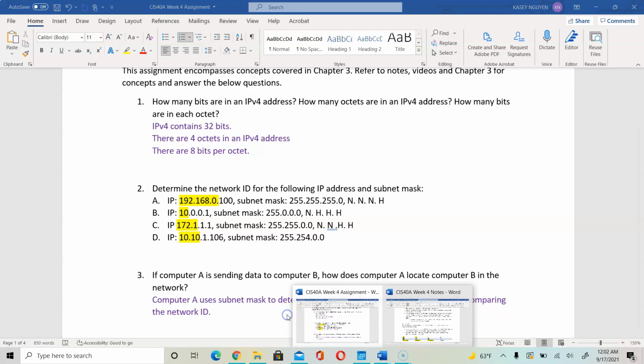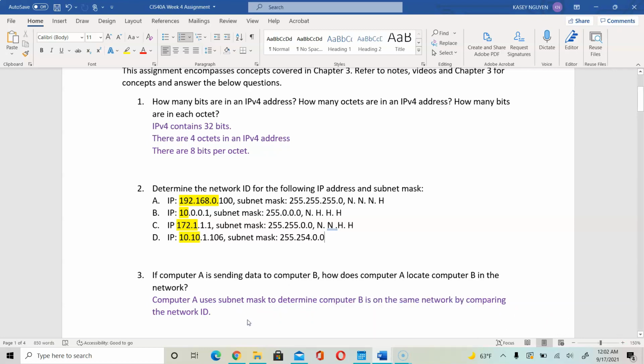Then in the next question, it asks you, if computer A is sending data to computer B, how does computer A locate computer B in the network? Computer A would use the subnet mask to determine whether computer B is on the same network by comparing the network ID. So it would look at the subnet mask like a zip code. If it is in the same zip code, it would know that it is in the same network.